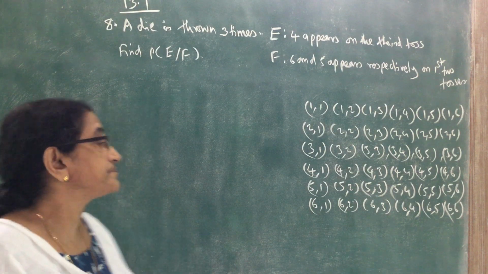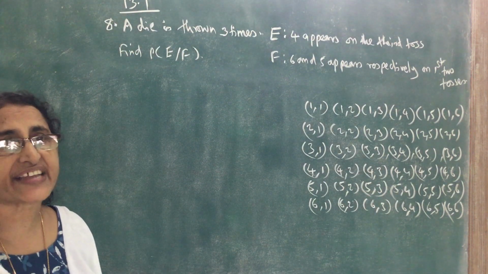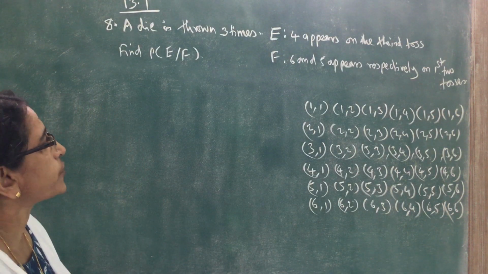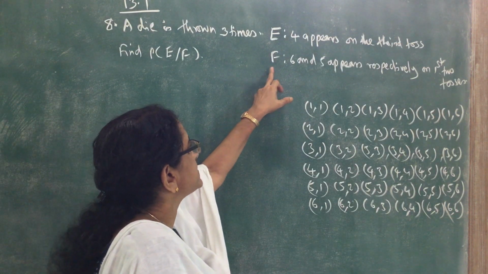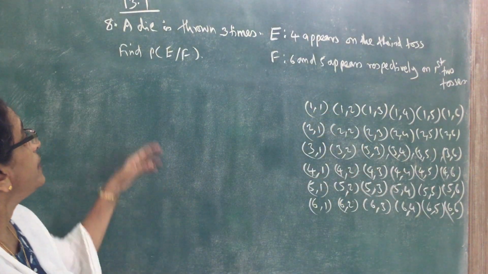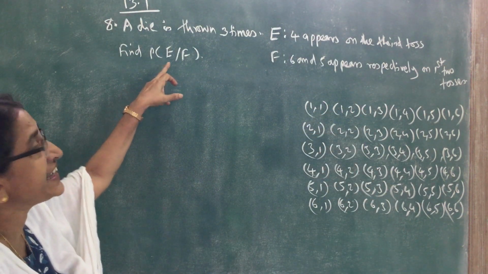13.1, eighth one. A die is thrown 3 times. E is the event that 4 appears on the third toss, and F is the event that 6 and 5 appear respectively on the first 2 tosses. We have to find the probability of E given F.